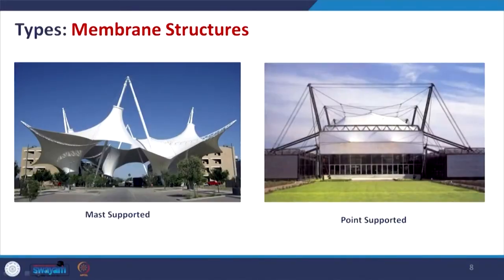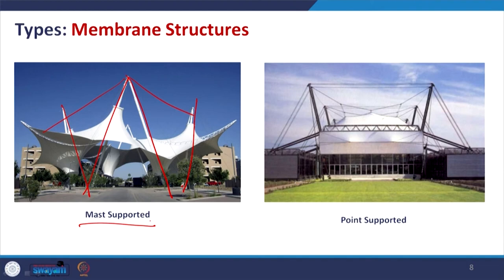Coming to the first point, this example is very common, and I think now you are familiar with this image, from the Arizona State University campus. There you can see the membrane and the mast. This compressive mast is placed and well grounded, and the remaining part is basically the cable. In this image, if you see carefully, very thin cables are making the membrane stable with a minimal mast. So, this is mast supported.